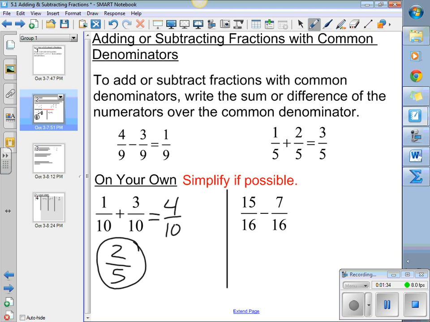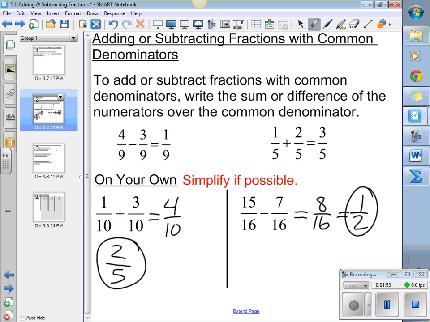Here we're going to subtract 15/16 and 7/16. When we subtract that, we get 8/16. 8 is half of 16, which gives us 1/2 as our simplified fraction.